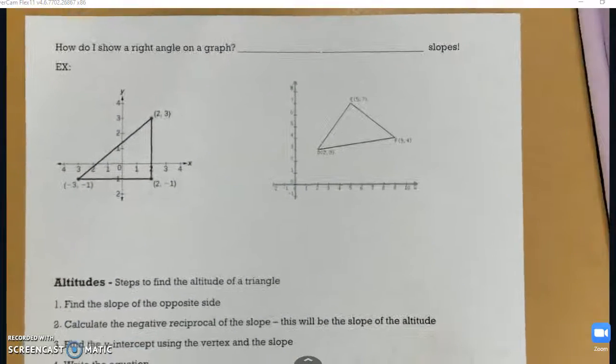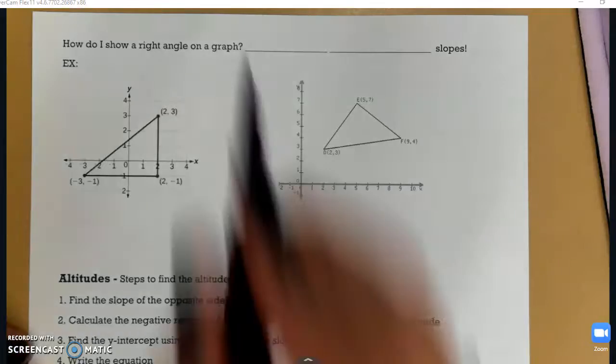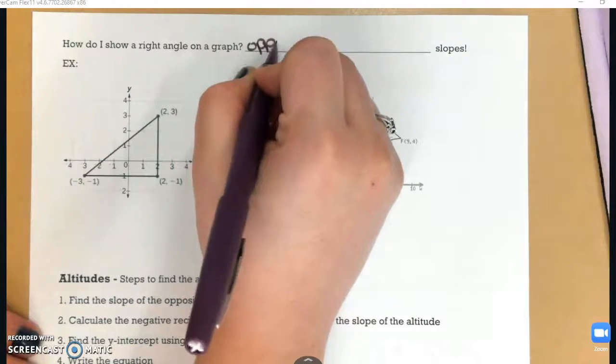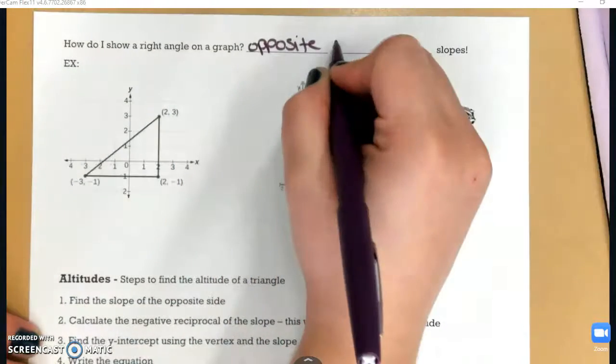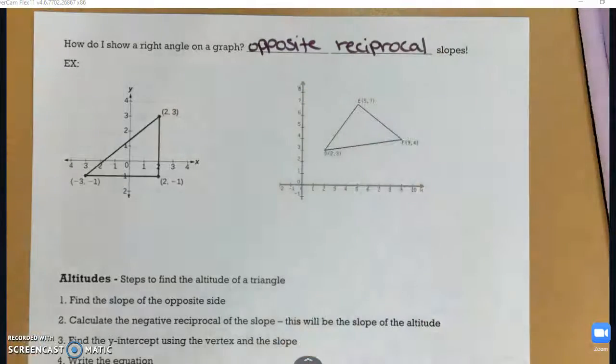And this thing at the top says, how do I show right angles on a graph? Now remember, right angles would be formed by segments that are perpendicular. So if I have perpendicular segments, then I know that they form a right angle. And I can verify that with their slopes. Remember, perpendicular lines have opposite reciprocal slopes. So if I am looking at the slopes of the two intersecting segments and they're opposite reciprocals of each other, I have perpendicular lines and therefore a right angle.